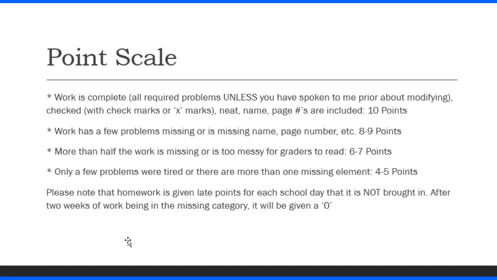If you have a few problems missing, you didn't talk to me about it ahead of time, or it's missing your name, page number, whatever, you will get 8 to 9 points. If more than half of the work is missing or it's too messy for the graders to read, and they will let me know, or maybe you did all the work but you didn't check it, you might get 6 to 7 points. If only a few problems were tried or there is more than one missing element, like if you did 4 of the 20 problems and you didn't check them, you're probably only going to get 4 to 5 points. Please note that homework is given late points for each school day that it is not brought in.